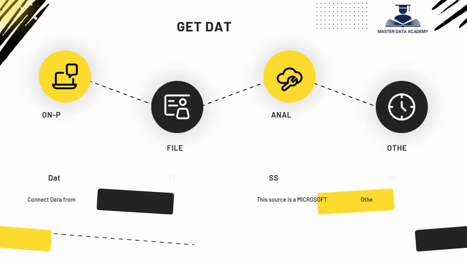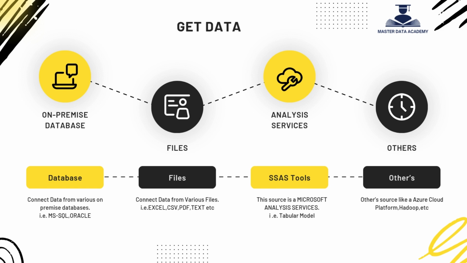The next topic is Get Data. The Get Data feature in Power BI is the first and most essential step of any report development process. It allows you to connect and import data from various sources into the Power BI environment for analysis and visualization.